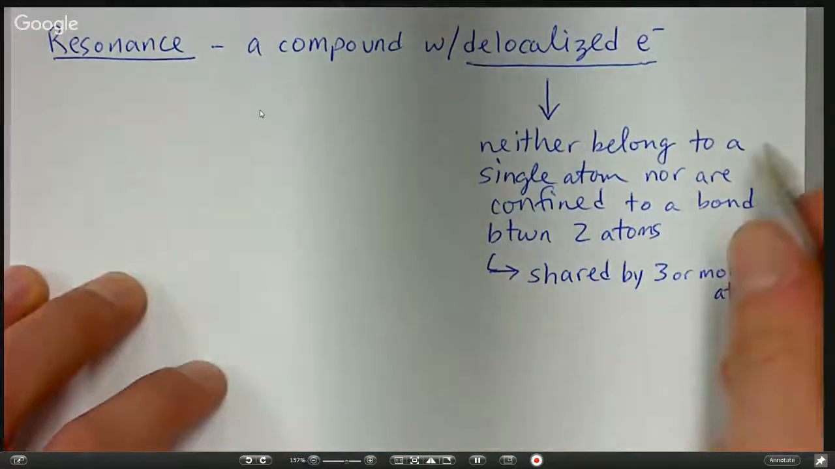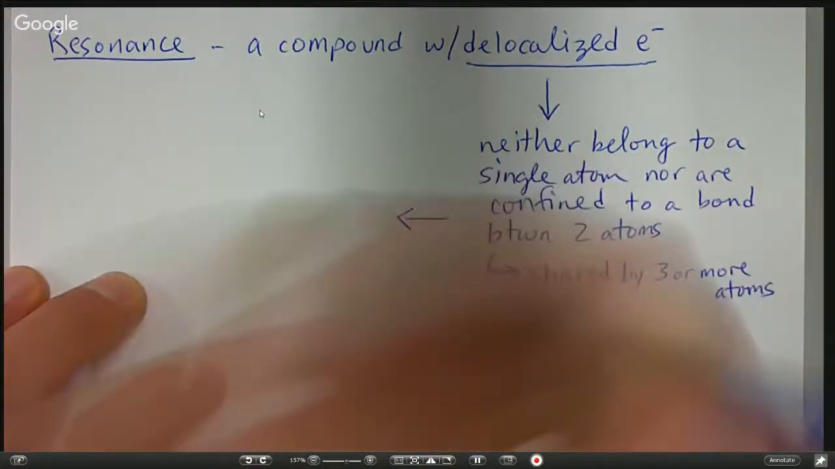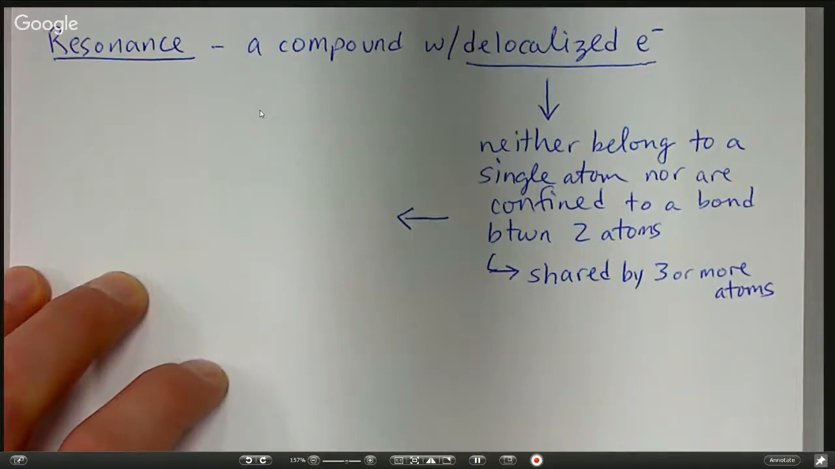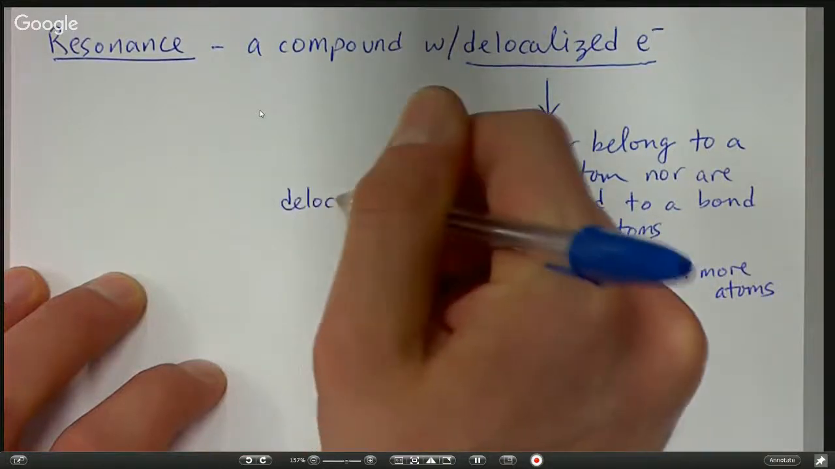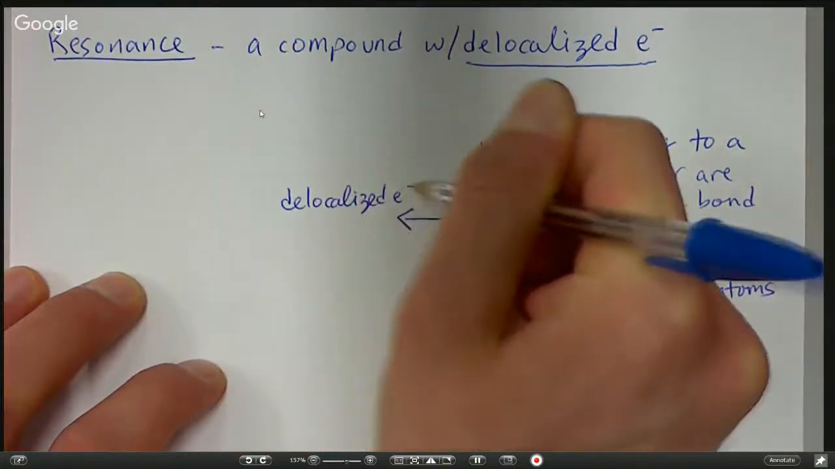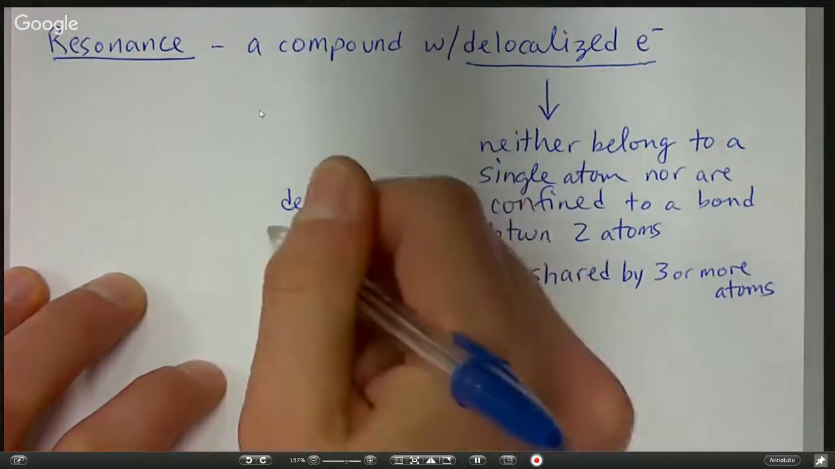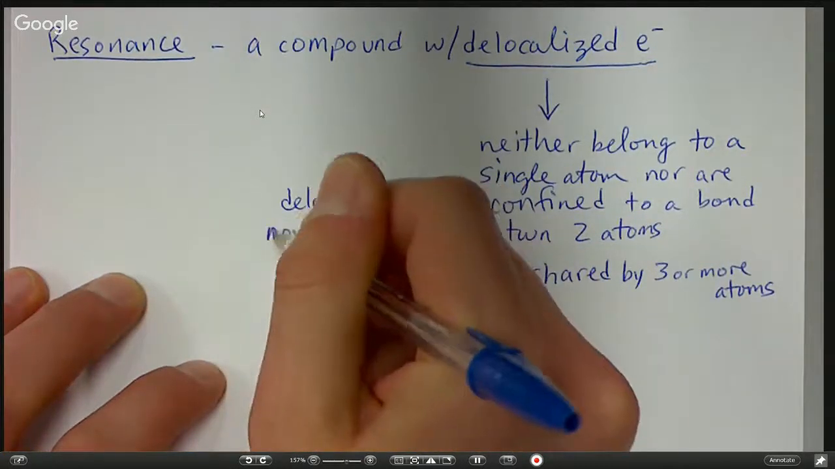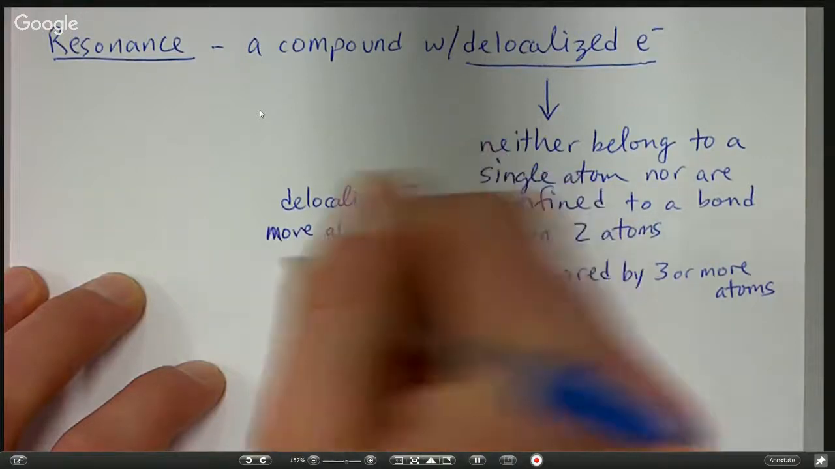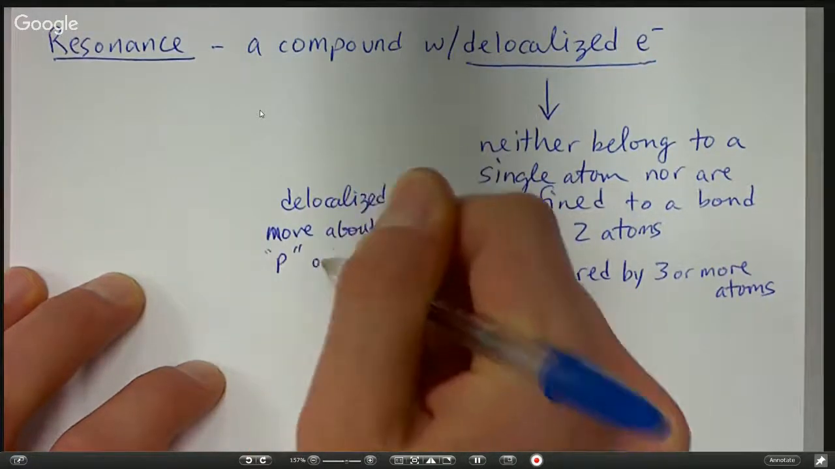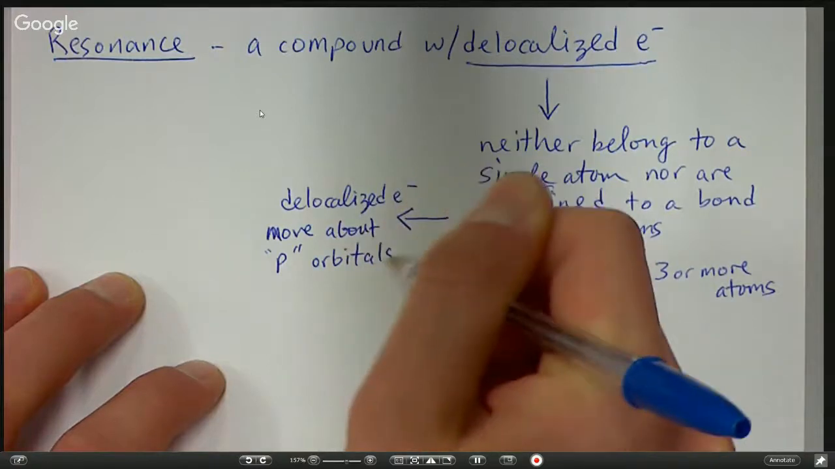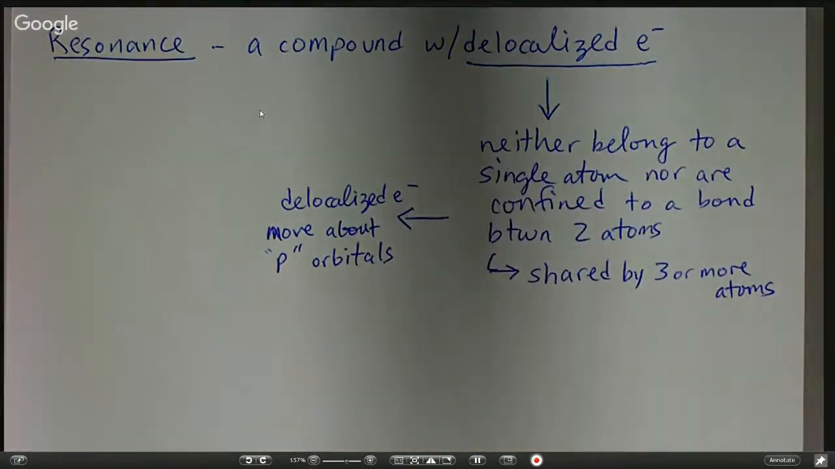All right, and so from this, we can say then, as far as the orbitals they exist in, that delocalized electrons move about p orbitals. Okay, we've been doing some discussion the last several days about hybridization and the orbital diagrams and pictures, and so it's important to recognize that with resonance, we're looking for p orbitals.